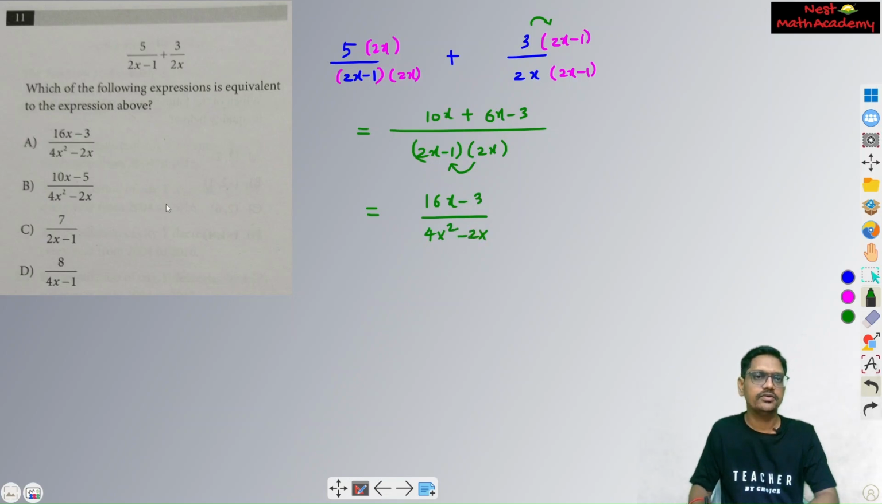Look at the options now. 16x minus 3 divided by 4x square minus 2x, option A. Simple. So when you are adding fractions, you need a common denominator. Create that and directly add, you get your answer.